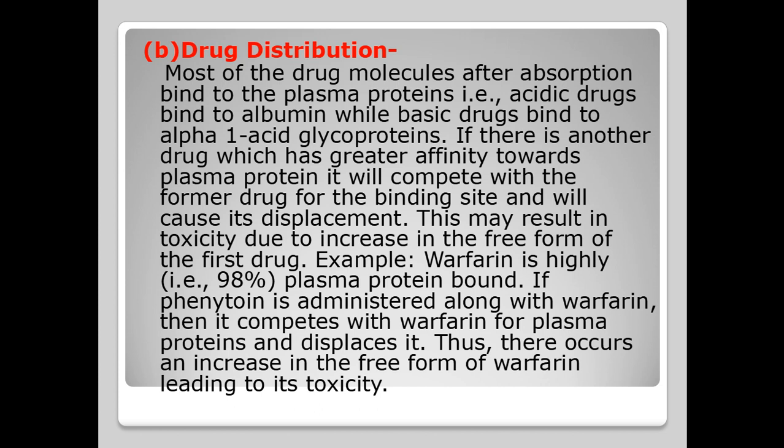Then we have seen drug absorption, under pharmacokinetic drug interactions. Now we are seeing drug distribution. Most of the drug molecules after absorption bind to the plasma proteins, that is, acidic drugs bind to albumin, while basic drugs bind to alpha 1 acid glycoproteins. So for the drug molecules to get distributed, they bind to the plasma proteins. Acidic drugs will be binding to albumin, basic drugs will be binding to alpha 1 acid glycoproteins.